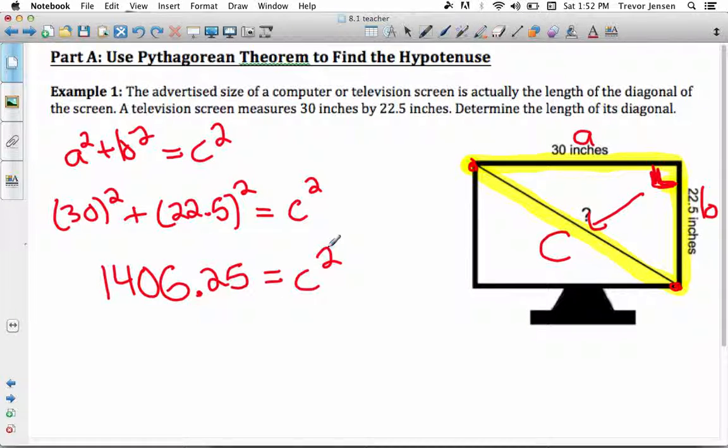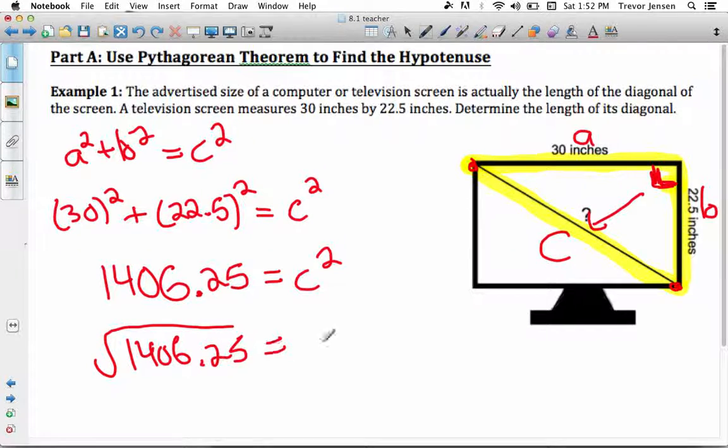equals C squared. Now, just keep in mind, right now I shouldn't round that answer yet. You should never round until you get to your final answer. That way you get an accurate result. So I have 1,406.25 equals C squared. I don't want to know what C squared is equal to. I want to know what C is equal to. So I now have to isolate the C. Right now, C is being squared. To move that square to the other side, do the opposite of squaring, which is square rooting. So I must square root the other side.